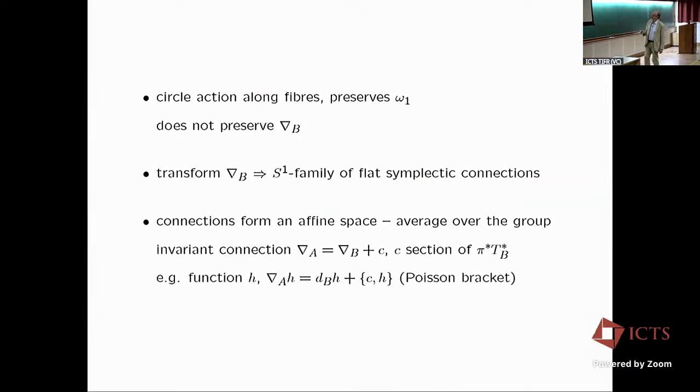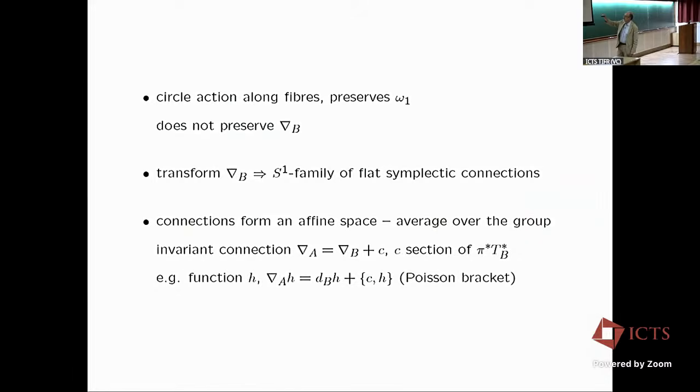Okay, so now we have a circle action along the fibers, and that circle action preserves omega 1, but it doesn't preserve the flat connection. So we can take that flat connection, that product, and we can deform it by the circle. So then we get a family parameterized by the circle of flat symplectic connections. And, well, connections form an affine space. The circle is a compact group, so we can average over the circle and get an invariant connection.